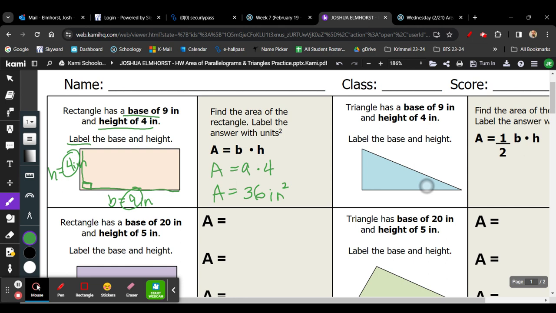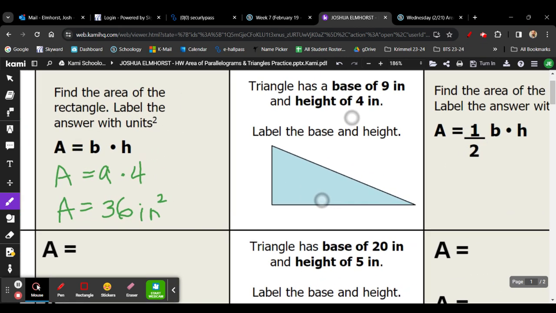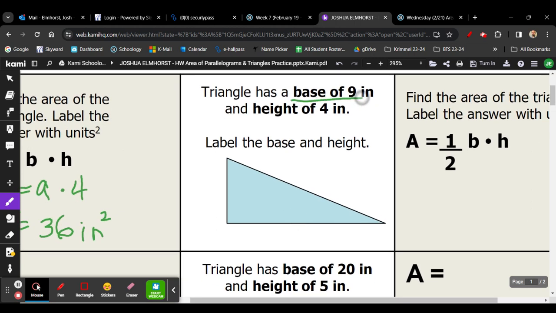What I would like my students to notice is when we go from a rectangle to a triangle, if you cut this rectangle diagonally, you're going to end up with a triangle of the exact same size. And cutting it diagonally is cutting it in half. And in math terms, how do we cut something in half? Divide it by 2.